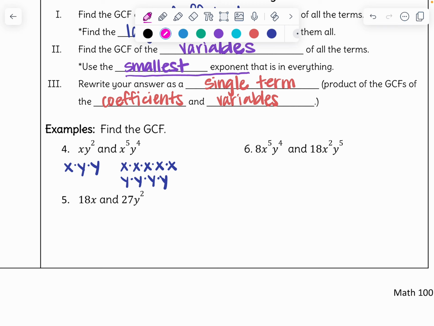They have in common 1 x and 2 y's. So the greatest common factor is going to be x, y squared. In other terms, we would have x times y times y.